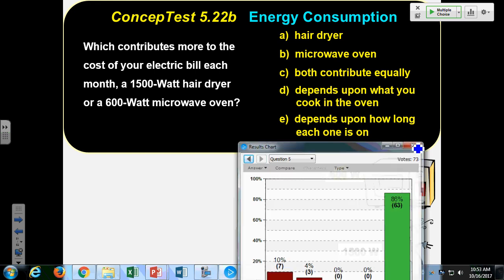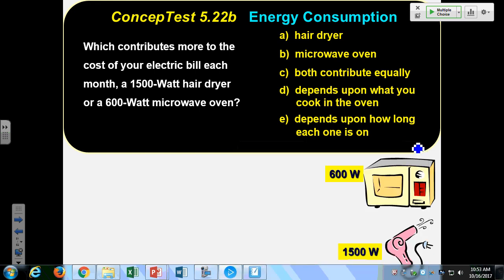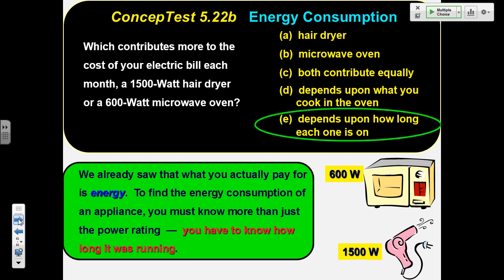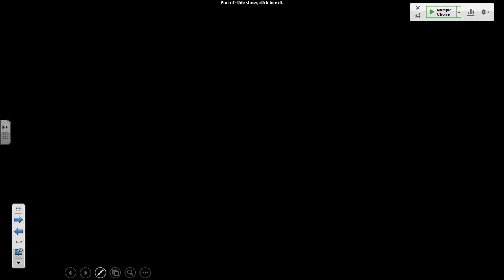Okay, good. It is E. It depends how long each one is on. So if you leave the 600 watt microwave oven on for 2 hours, but the hair dryer is only on for 30 minutes, then the microwave is going to use more energy. Because energy is power times time. It's not just the power of the device, but also how long you use the device. We'll see that again next semester when we do electricity. We get pretty deep into all that.